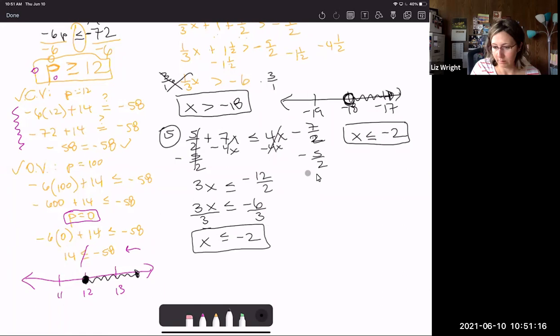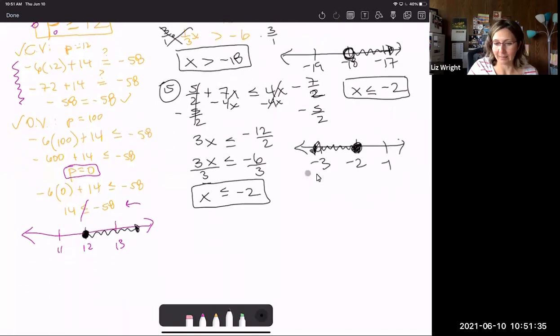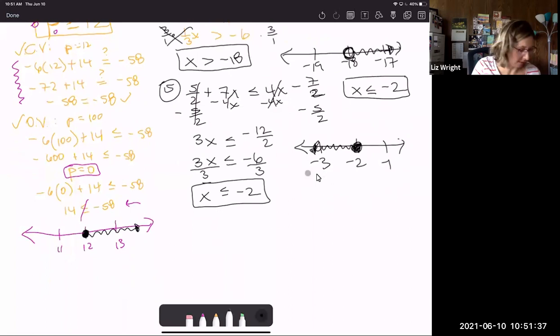We're going to graph. Negative 2, negative 3, negative 1. Because it's less than or equal to, it's going to be a closed circle. Anything that is less than -2, shading to the left. Left is less. Left is less than, or less than or equal to. Let's try another one.